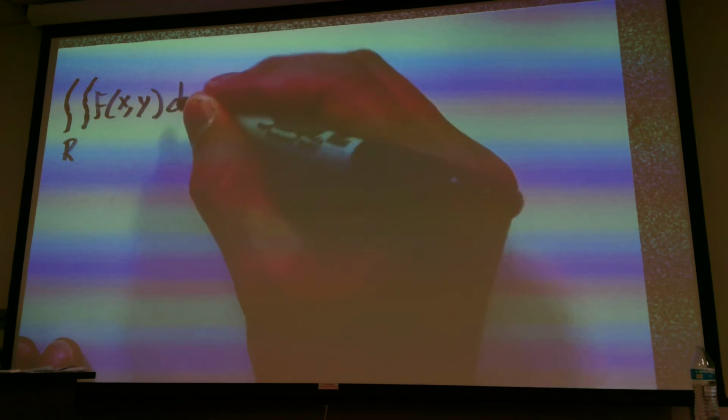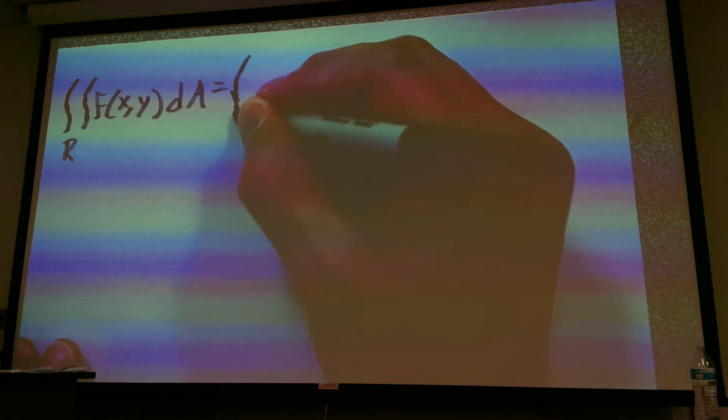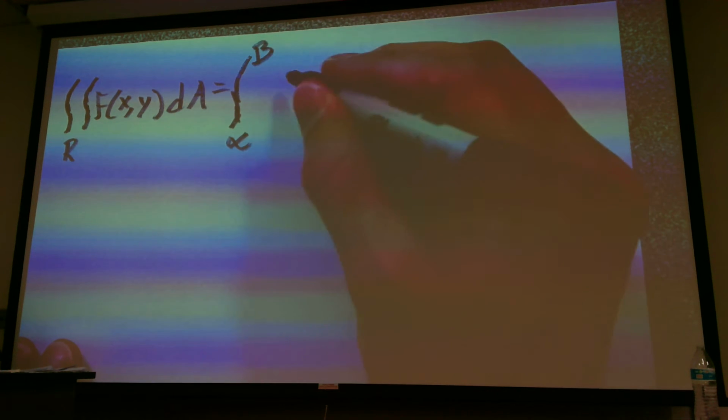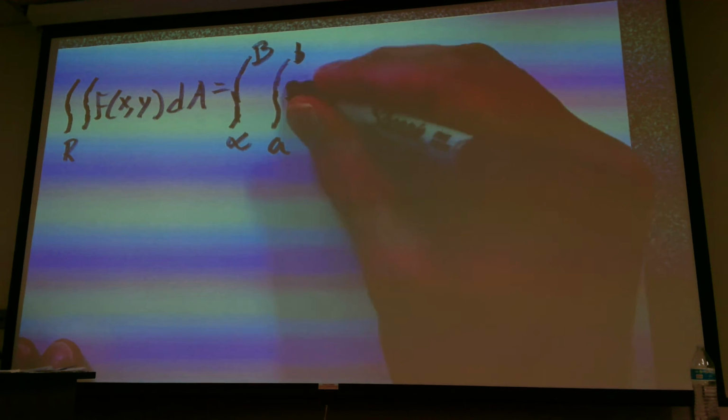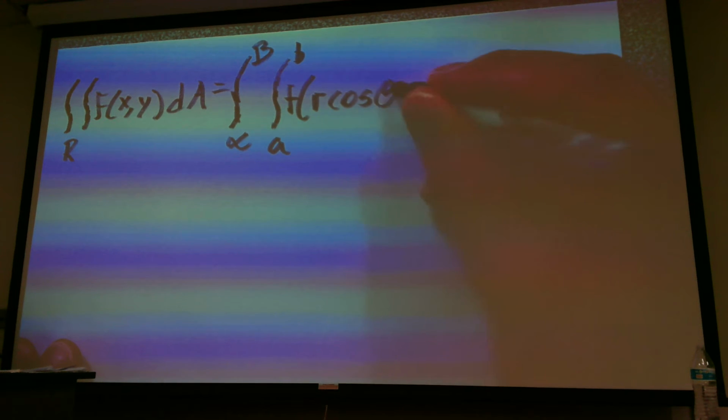Okay, if I consider a region and I'm dealing with an f of x y dA, this will actually equal the integral from alpha to beta of the integral from a to b of f of r cosine of theta, r sine of theta.